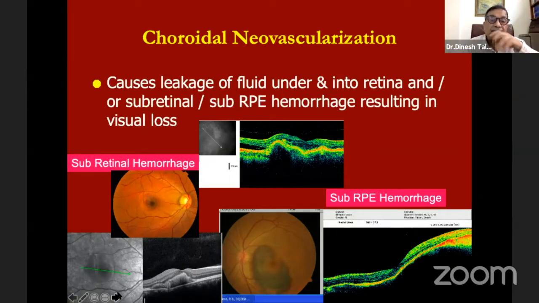Well, basically, the choroidal neovascularization causes a leakage of fluid, which goes under and into the retina or into the subretinal space, or causes subretinal or sub-RPE hemorrhage, and that results in visual loss. What you see over here is a large sub-RPE hemorrhage, and what you see over here is a subretinal hemorrhage. Now, this smaller subretinal hemorrhage is more dangerous than this large sub-RPE hemorrhage in terms of vision loss.